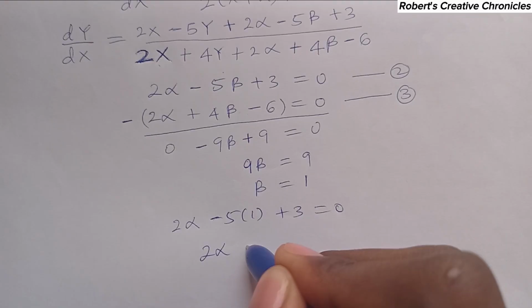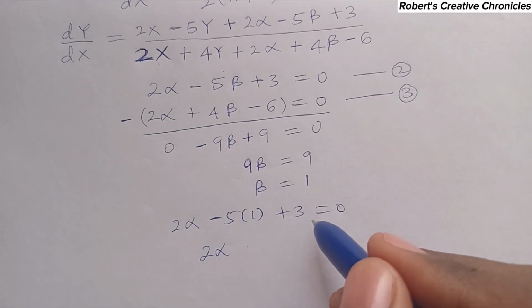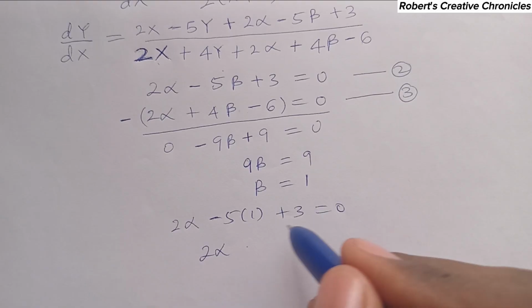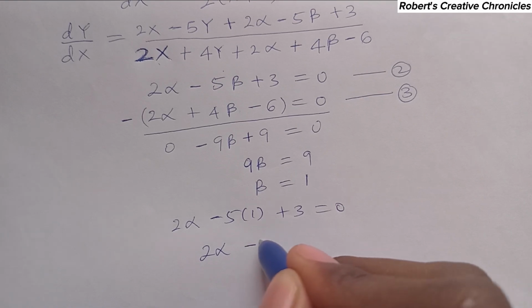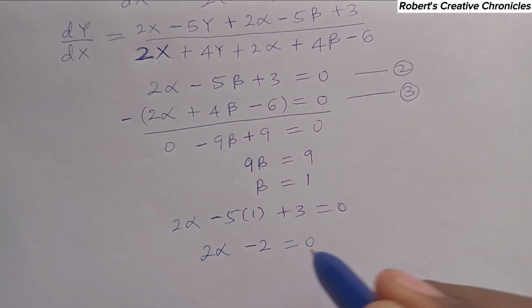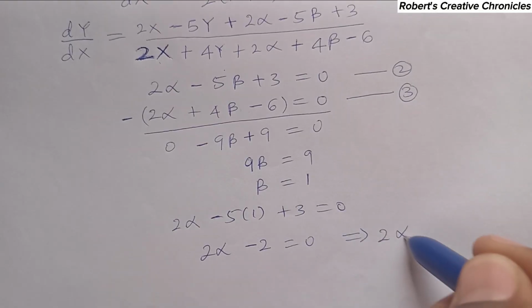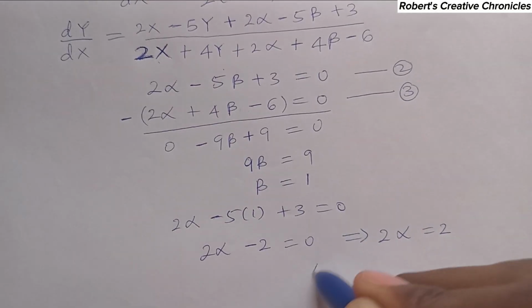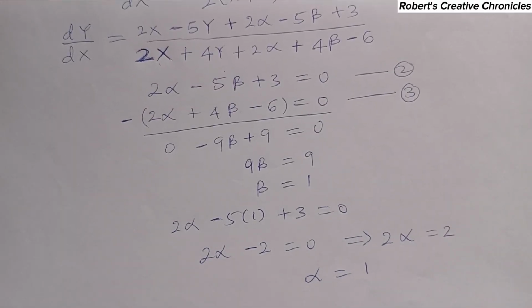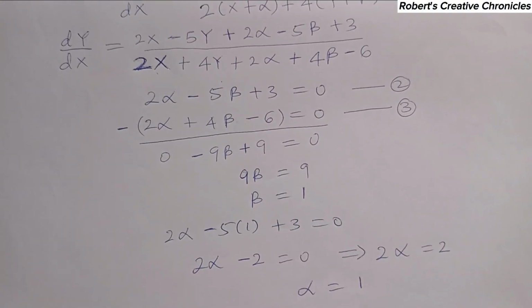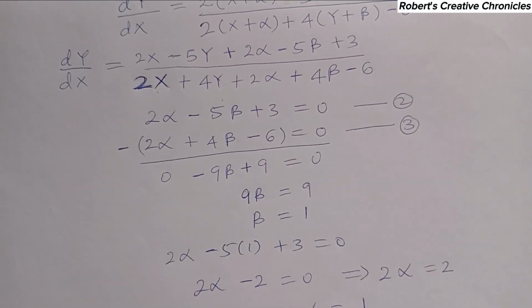2 alpha, this is negative 5 plus 3. That's 3 minus 5, which is minus 2, equals 0. So this becomes 2 alpha equals 2. Alpha is equal to 1. Now, alpha is equal to 1, beta is equal to 1. We have solved for alpha and beta.